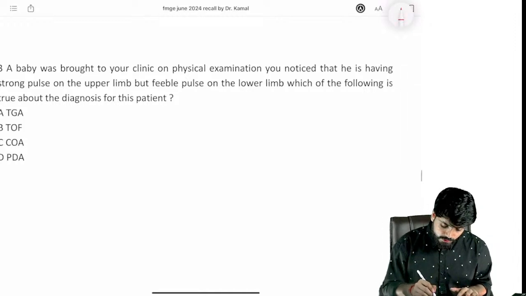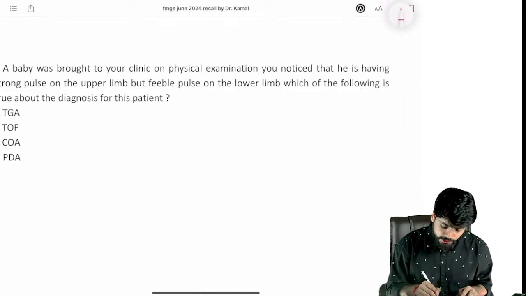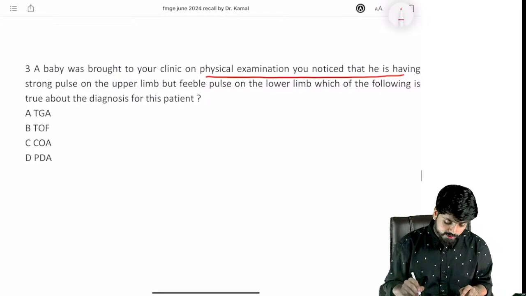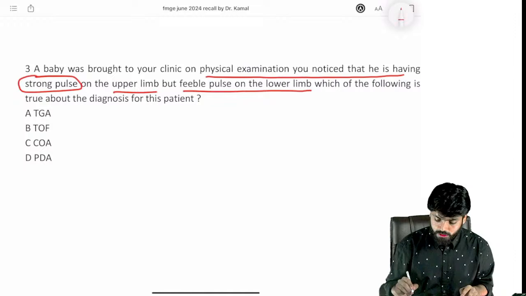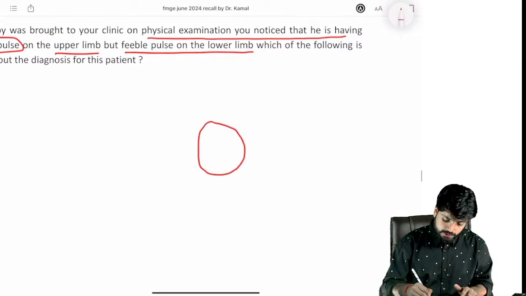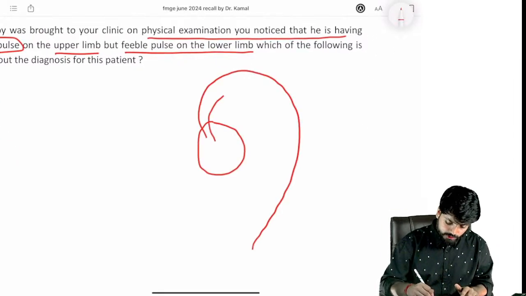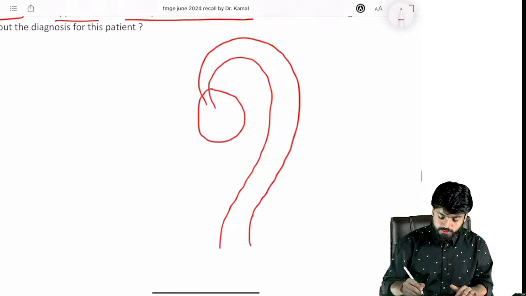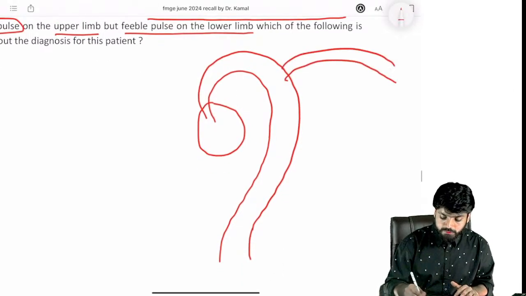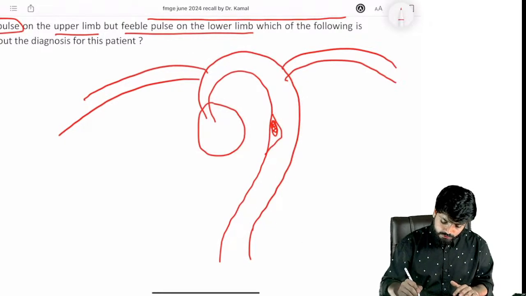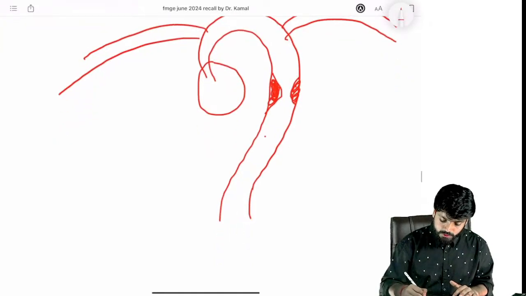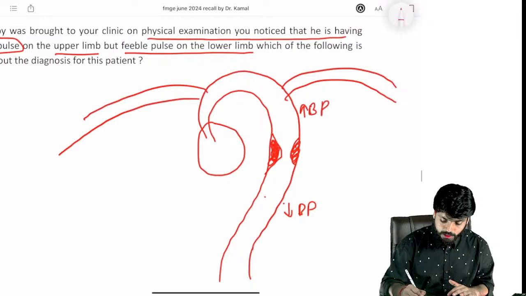A baby was brought to your clinic. On physical examination, you notice he is having a strong pulse on the upper limb but a feeble pulse on the lower limb. See, this is the heart, this is the aorta, it's going. Subclavian will go from here. Okay, now something happens in this region. Here will be low BP, here will be high BP.